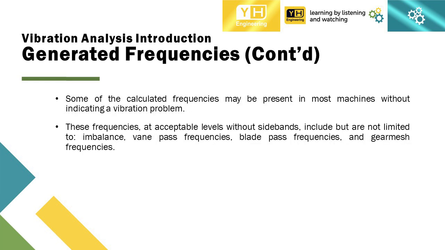Some of the calculated frequencies may be present in most machines without indicating a vibration problem. These frequencies, at acceptable levels without sidebands, include, but are not limited to, imbalance, vane pass frequencies, blade pass frequencies, and gear mesh frequencies.